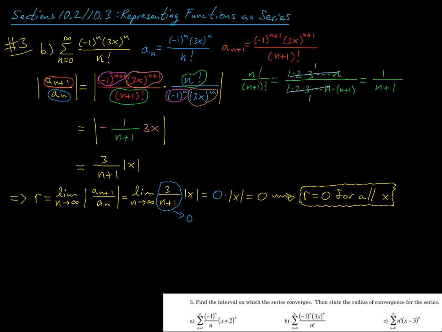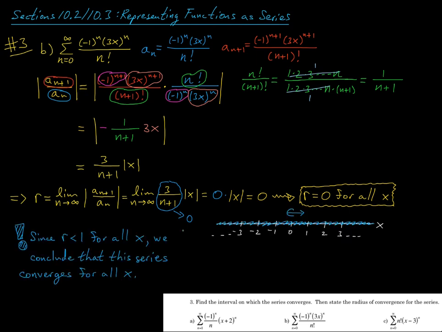So here, the conclusion is that r is equal to 0, and that's true for all values of x. So the big takeaway here is that since r is in particular strictly less than 1 for all x, the ratio test implies that this series converges for all x. Okay, so here I've shaded the interval of convergence, which is just the entire number line, right? So everything gets shaded in blue. And in interval notation, the interval of convergence is just -infinity to infinity.